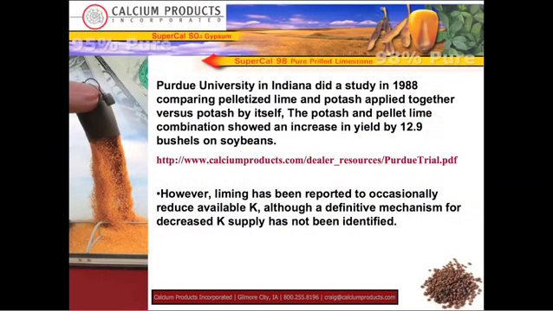Again, we talked about how calcium affects 9 nutrients. One of them is potassium. This is an old study, but you can go to our website and find it. They did a study where they applied potash at high rates, calcium at high rates, and pellet lime and potash together. And they saw a 13 bushel increase using smaller rates of potash with a smaller rate of pelletized lime.